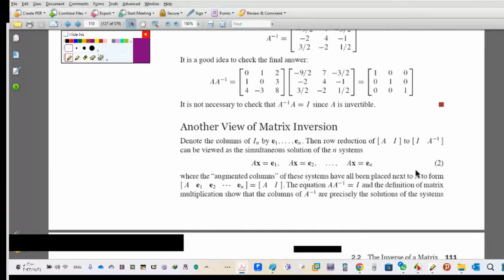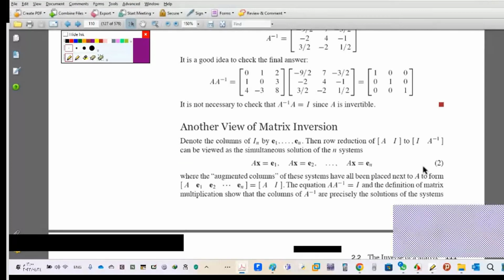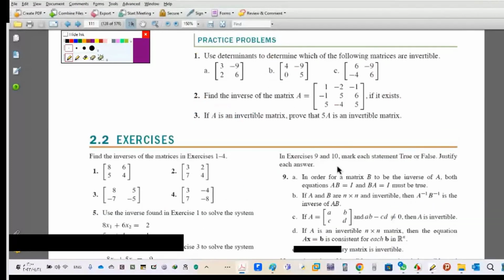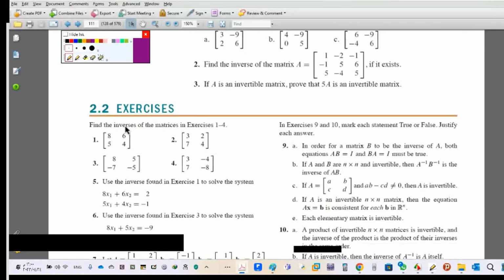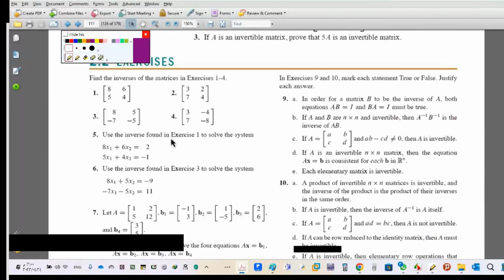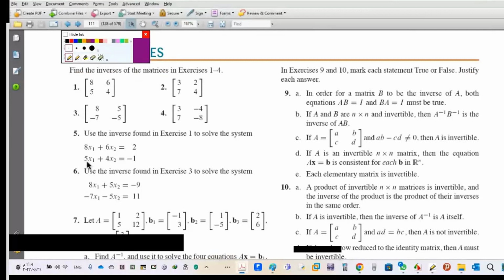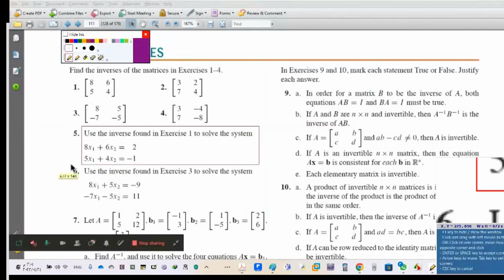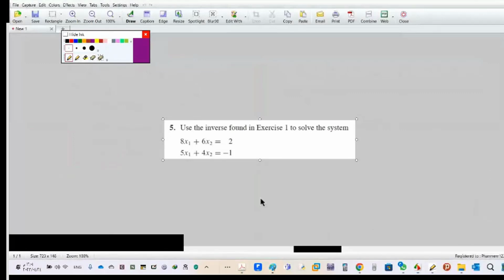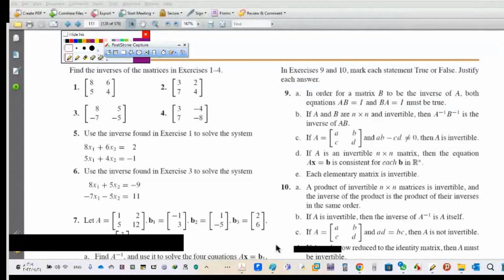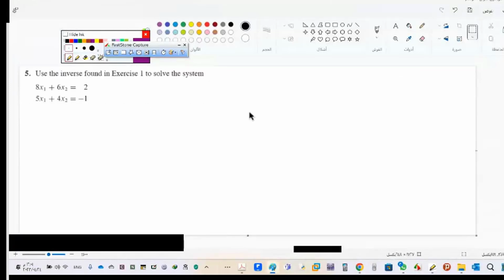Any question for this until now? Clear? Now let's go to the examples here. Find the inverse of matrices. This is 2 by 2, so it's easy. Now, use the inverse found in exercise 1 to solve the system. See here, I have 8x1 plus 6x2, 5x1 plus 4x2, and here 2 and minus 1. So what we have to do, let's try to solve this example by hand. Close this. Copy, go to here. Let's start to solve this one.